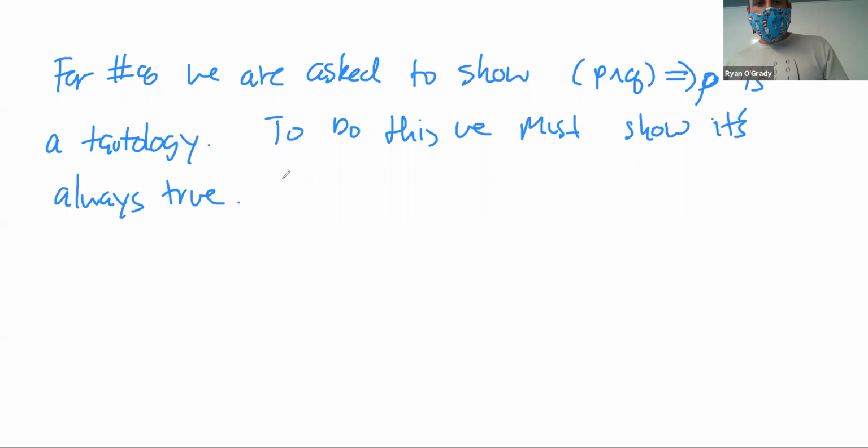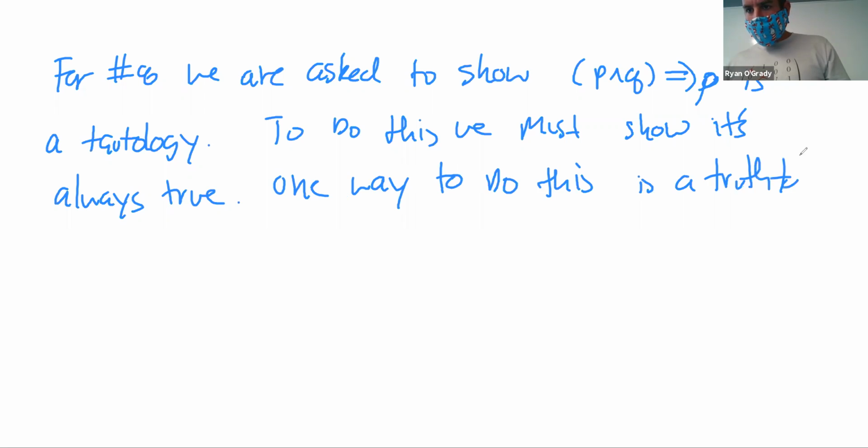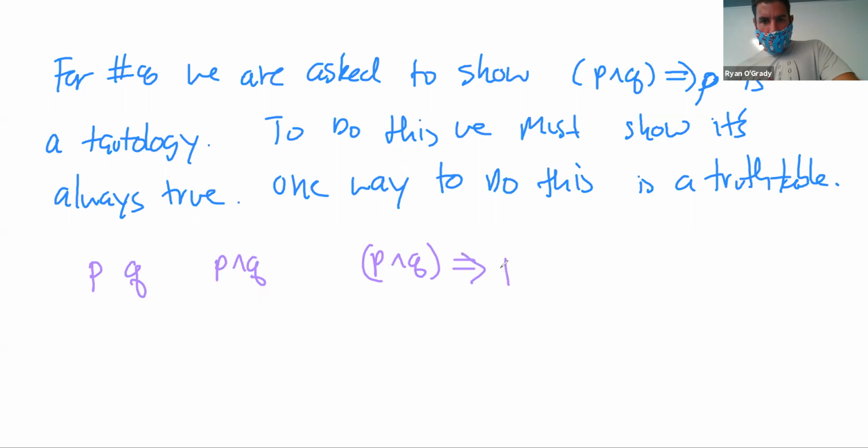So one way to do this is a truth table. So let's make a truth table. And once again, let's think about how I'm going to build it. I start with a P and a Q, and then I want to look at P and Q, and then lastly, I need to look at P and Q implies P. So this is what I want to look at.